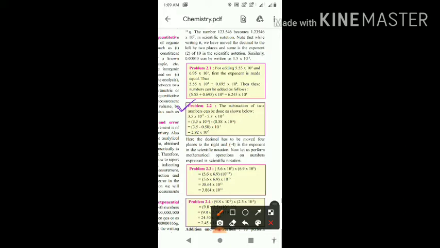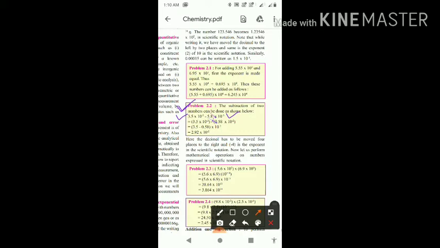So here two numbers are given. First one is 3.5 into 10 raised to minus 2, and second one is 5.8 into 10 raised to minus 3. Okay, as I already told you, first the exponent is made equal. So this becomes 3.5 into 10 raised to minus 2 as it is. So instead of 5.8, I will write this as 0.58.